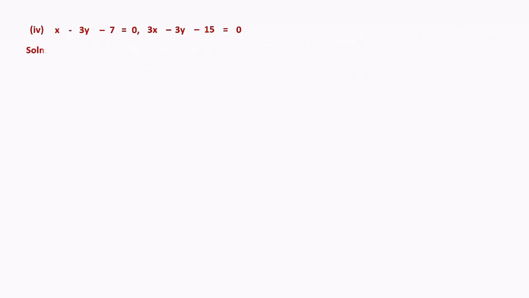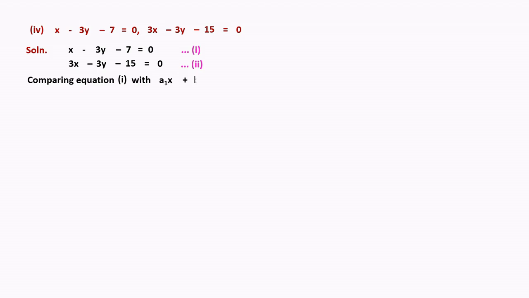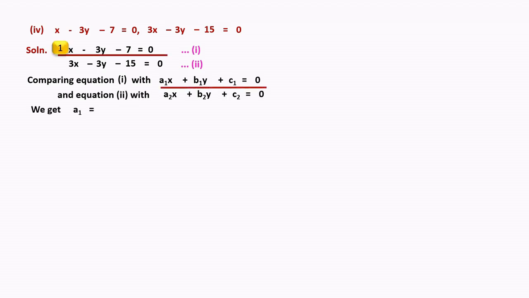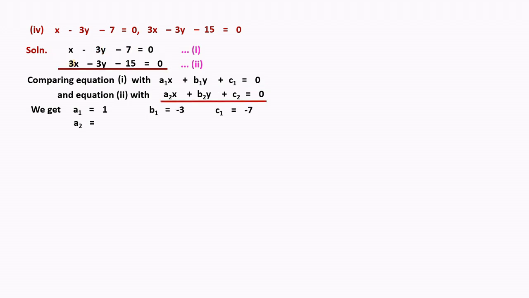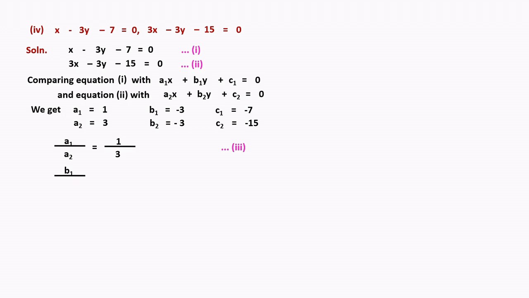Let us solve this step by step. We are given two equations. First equation, x minus 3y minus 7 equals 0. Second equation, 3x minus 3y minus 15 equals 0. Now compare both equations with the standard form ax plus by plus c equals 0. From the first equation, a1 equals 1, b1 equals minus 3, c1 equals minus 7. From the second equation, a2 equals 3, b2 equals minus 3, c2 equals minus 15.